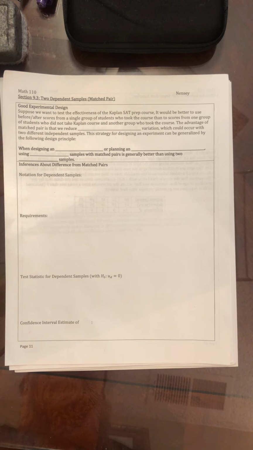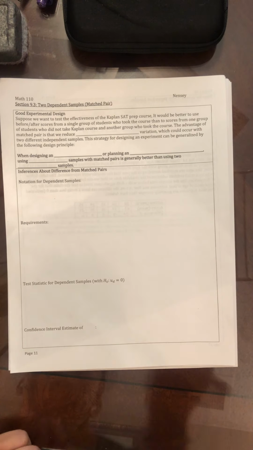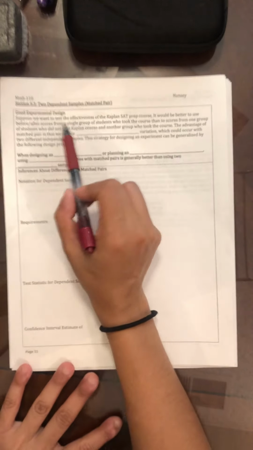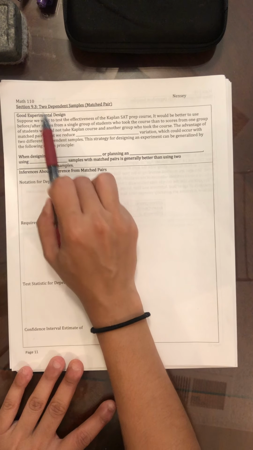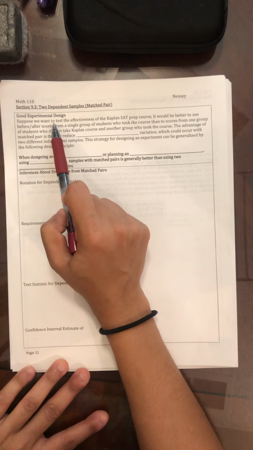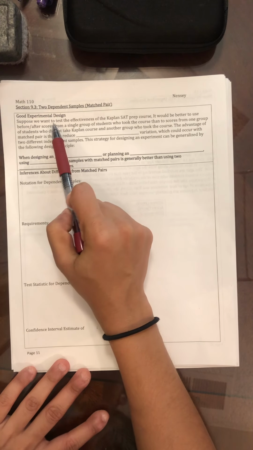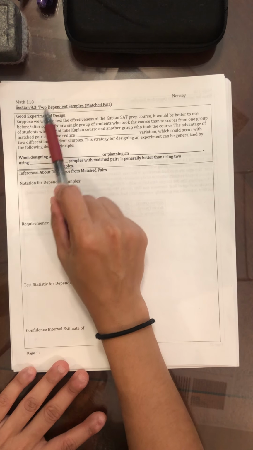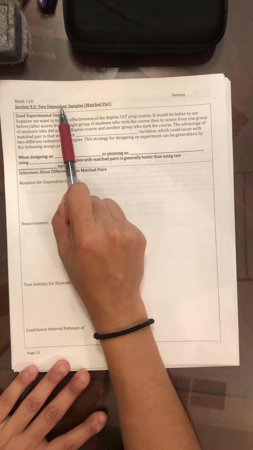All right, guys, we are going to go on to the last section of chapter 9. It's on two dependent samples or a matched pair. The last section was actually the same thing, except it was independent. If it was independent, we used, well, it depended if we knew sigma or if we didn't know sigma, but now we're going to talk about dependent.